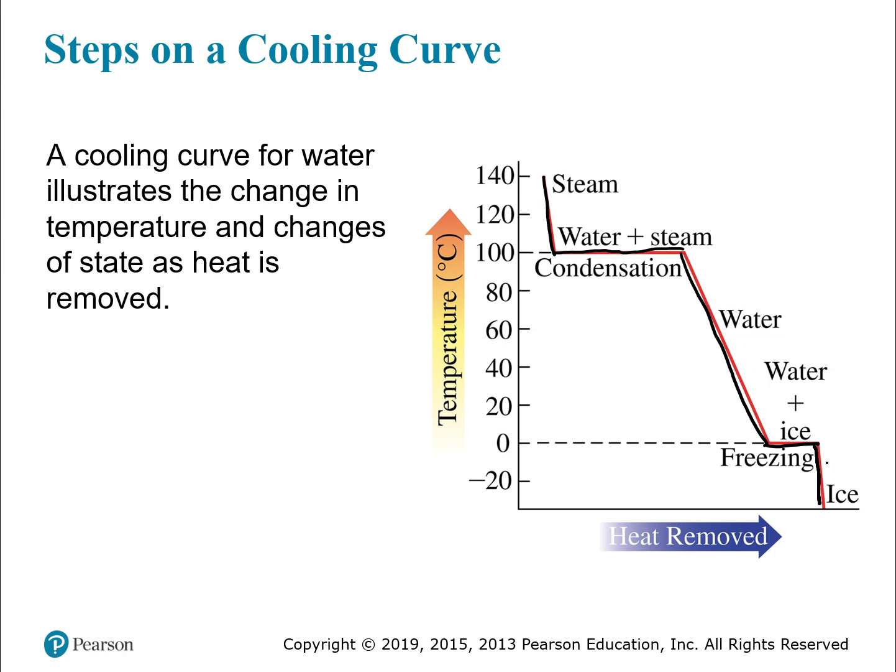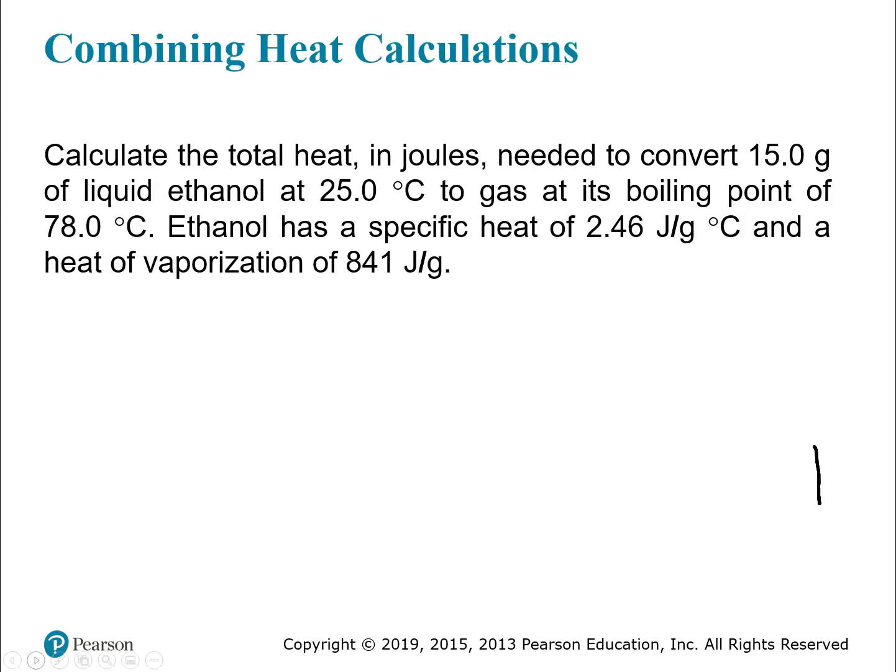We're describing the same changes in state. We're just looking at it whereas we're cooling something that's really hot versus heating something that's really cold. We can do calculations based on what's going on with these heating and cooling curves. Calculate the total heat in joules needed to convert 15 grams of liquid ethanol at 25 degrees Celsius to gas at its boiling point of 78 degrees Celsius. And then we know the specific heat and the heat of vaporization.